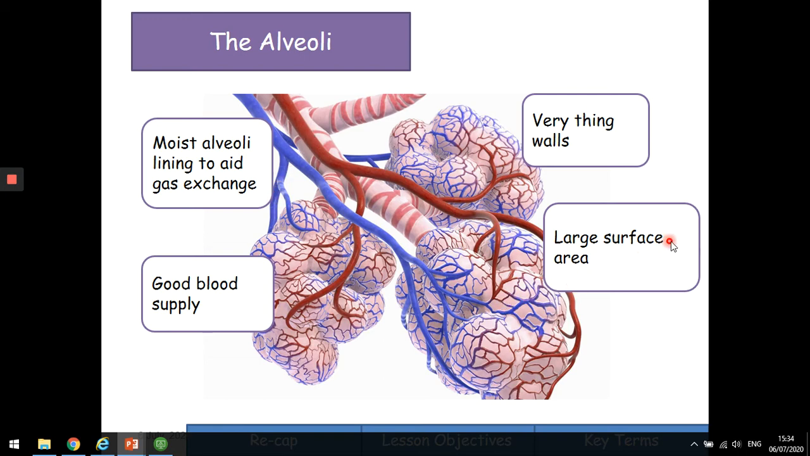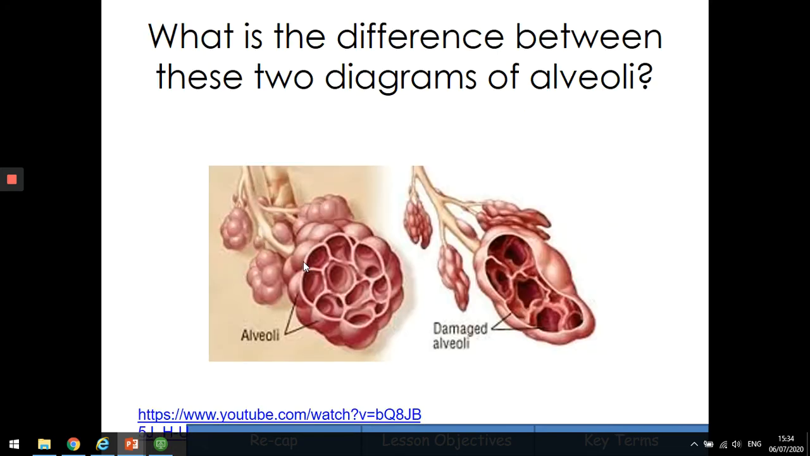So I've already talked about the alveoli having a large surface area. The capillaries themselves cover a large area to take up as much oxygen as possible and to give back to the alveoli as much carbon dioxide as possible. There are very thin walls, so the diffusion distance is very short, which means we get faster diffusion. The alveolar lining is moist to help with gas exchange, and it also has a good blood supply, which we talked about with the capillaries. Now, if you look at an alveolus which has been damaged, you can see here the surface area is much smaller, so we will have less gas exchange occurring.